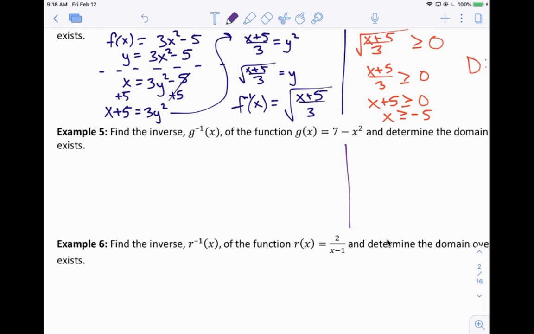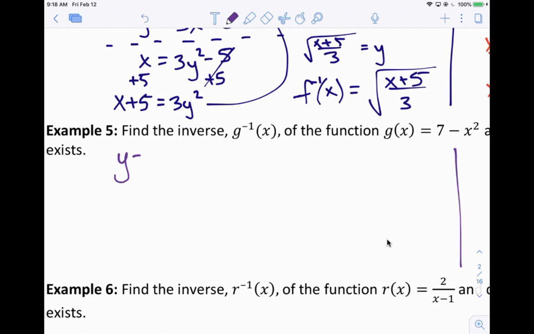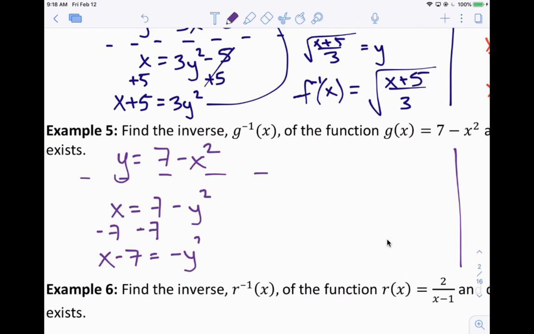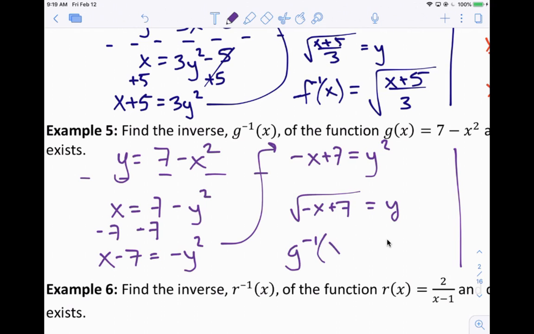All right, hopefully you had time to pause the video. That way you can come back and check your answer, and that's what you're doing now. g of x is y equals 7 minus x squared. Invert the function. x is equal to 7 minus y squared. Now don't let this trip you up. I'm still going to subtract 7 so that I can get rid of that positive 7. Now I'm going to divide by -1 and take the square root. And I have g inverse of x, very similar to the last problem.